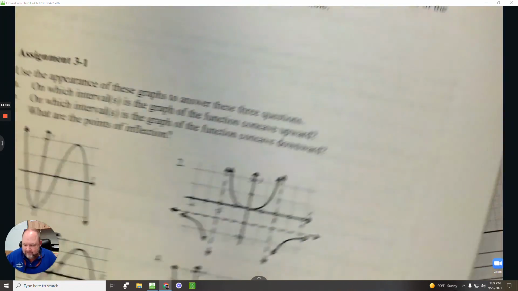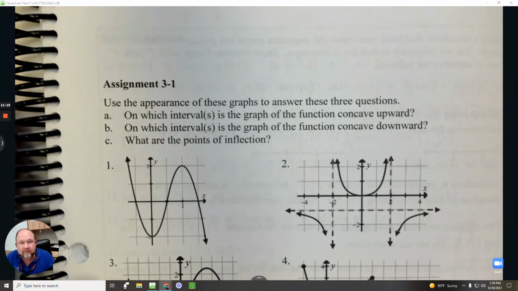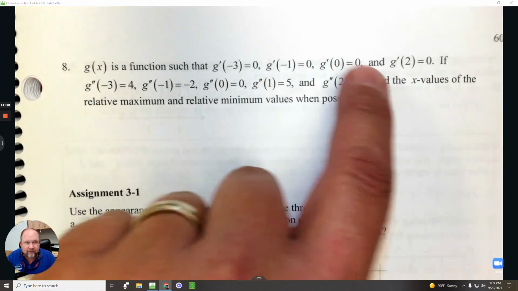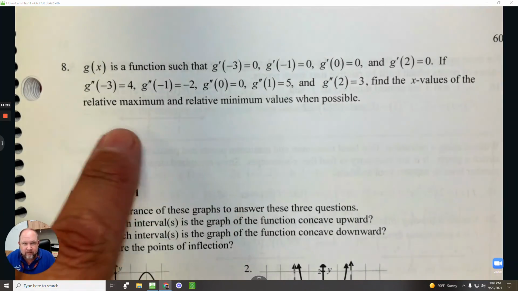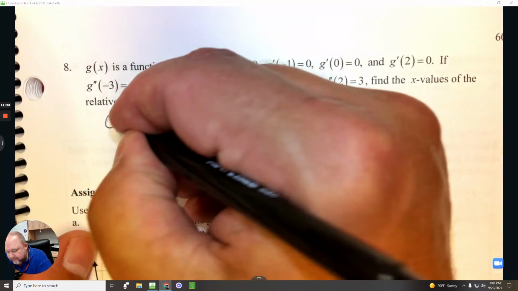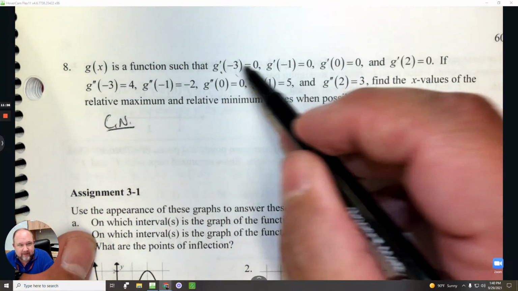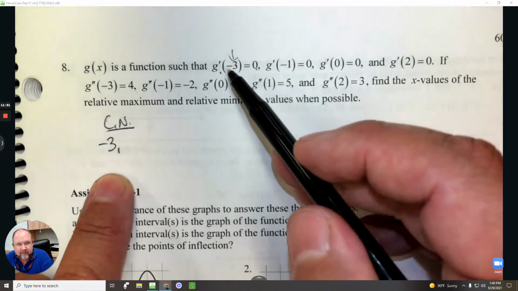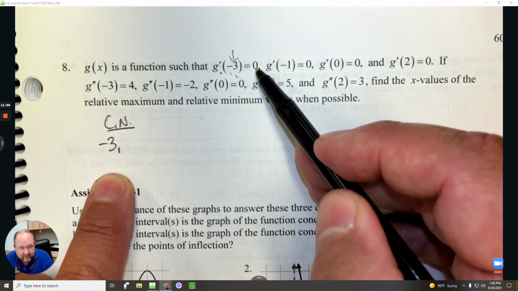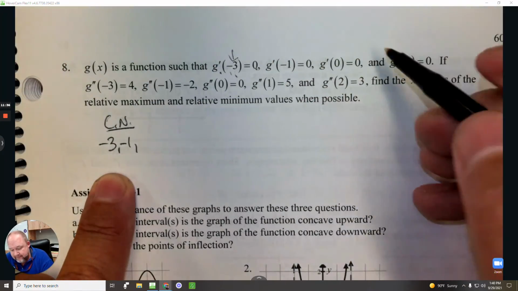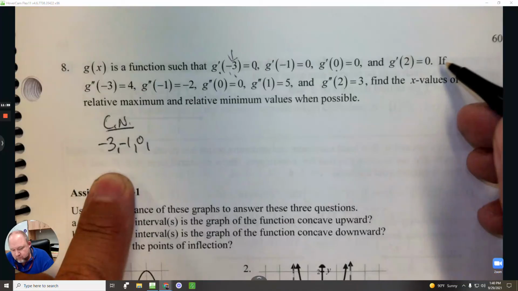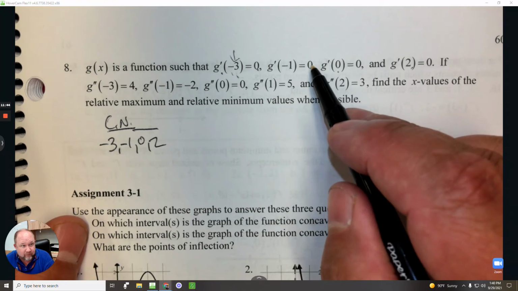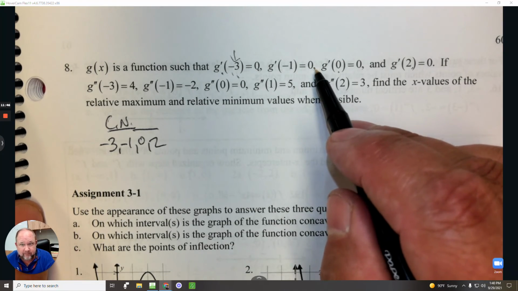Last question, number 8. G of x is a function, and you have these values, and you need to find the x values of the maximum and minimum. When a derivative is equal to 0, that number is called a critical number. So negative 3 is a critical number because when you plug it in, it gives you 0 for an answer. Negative 1 is a critical number. 0 is a critical number. And 2 is a critical number, because when you plug it into the first derivative, the answer is 0. That's the definition of a critical number.